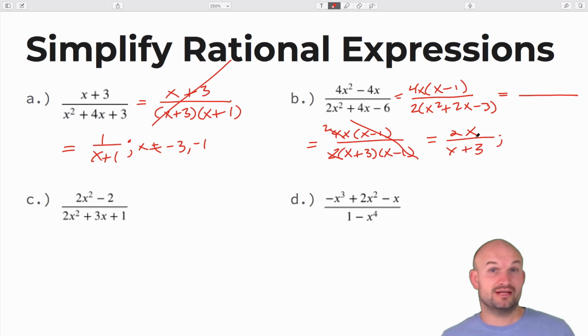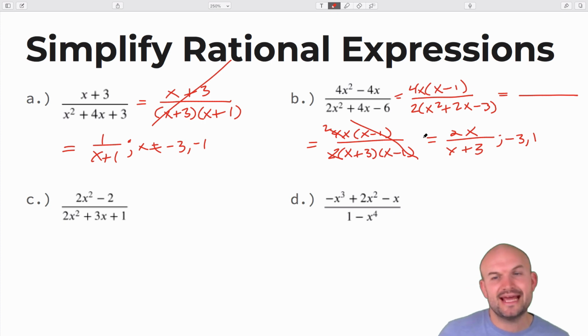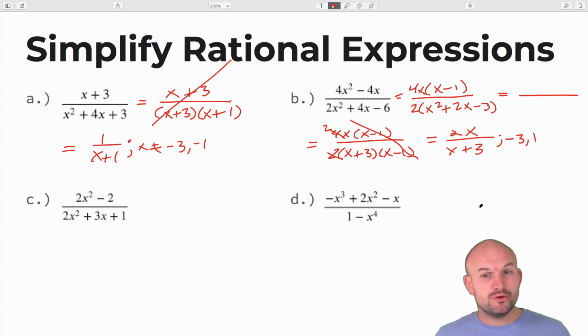And again, let's just go ahead and label our excluded values here. It is going to be -3 and +1. Now, one mistake that students will make is they'll make the excluded value 2 because they see 2 in the denominator, or they'll say -2. But again, 2 or -2 does not make the denominator 0. The only two numbers that make the denominator 0 are -3, because that makes that quantity 0, and therefore everything is 0. And 1 makes this quantity 0. Therefore, when you multiply it by everything else, it's going to be 0.